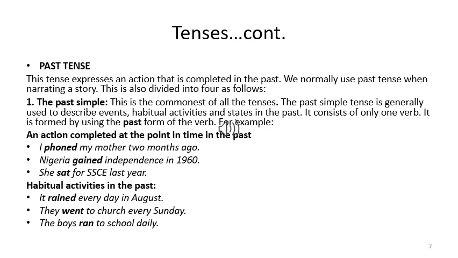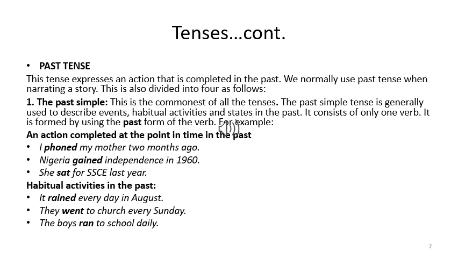I phoned my mother 2 months ago. Nigeria gained independence in 1960. She sat for SSCE last year. You can see this is done. It's finished. There is nothing continuing in the present or whatever. So this is called a simple past tense. An action that has been completed at a point in time in the past.